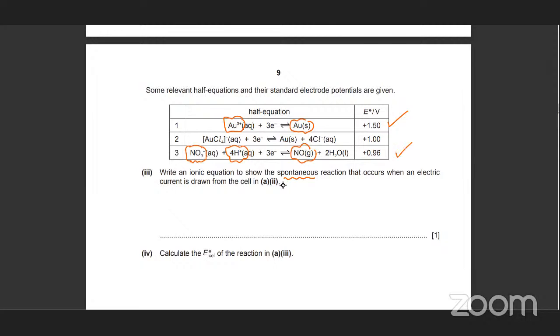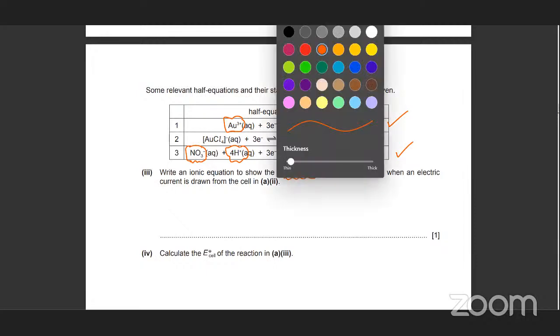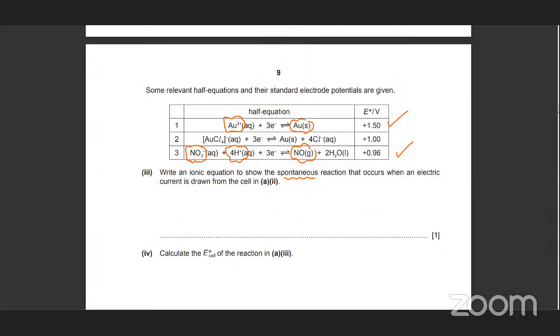So there's this electrode. So what's the rule? Who's going to gain electrons and who's going to lose electrons? Sir, higher E naught gains, lower E naught loses. So it's going to be the first one gaining and the second one losing electrons. So you have to write the ionic equation of the spontaneous reaction.